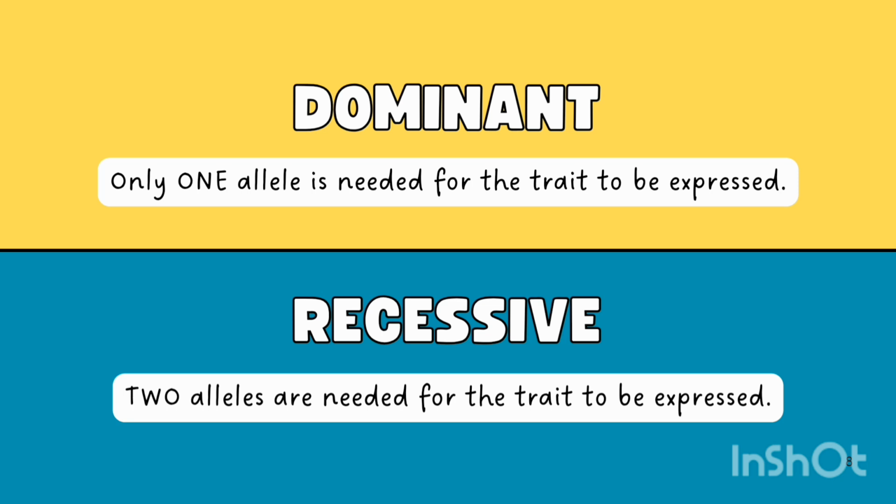Dominant: only one allele is needed for the trait to be expressed. So if there are two types of alleles, only one will be seen, and the other one will be shadowed. Recessive: two alleles are needed for the trait to be expressed, so both of them need to be recessive.